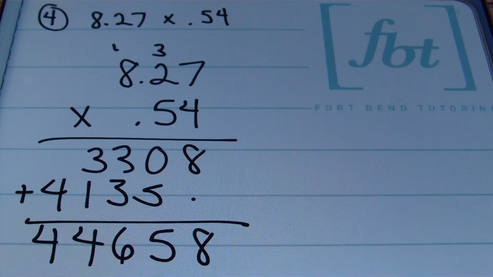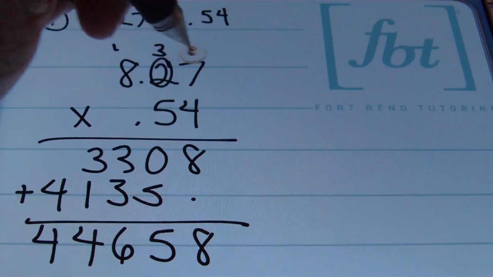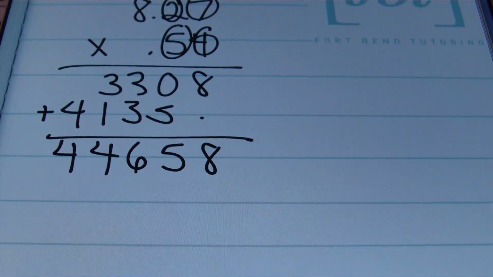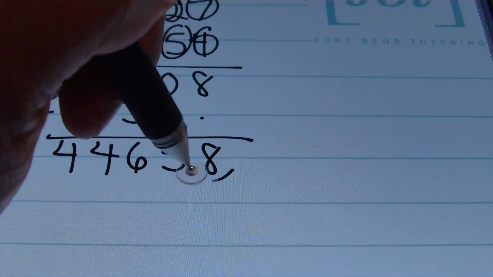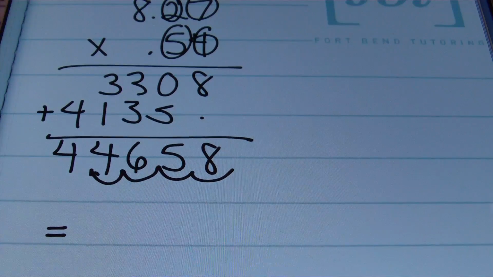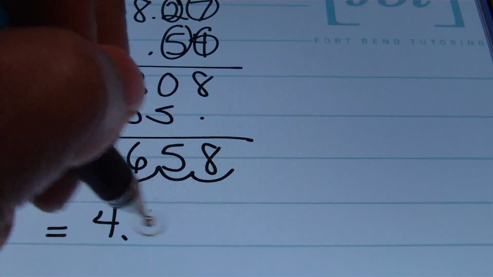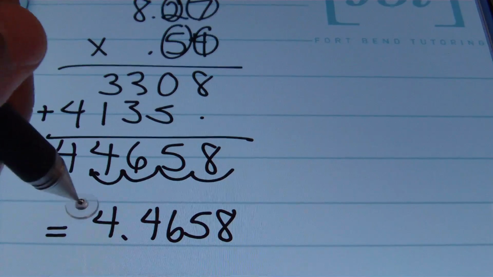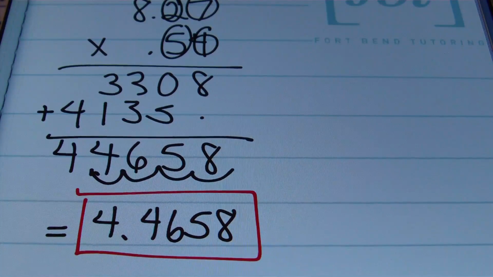Then you want to count the total number of digits to the right of the decimal point. So I have 1, 2, 3, and 4 digits to the right of the decimal. So I start from the right and move my decimal over 1, 2, 3, 4 places to the left to end up with a result that is 4 and 4,658 ten-thousandths, and I have a box around my answer just like that. That, ladies and gentlemen, is how you multiply decimals.